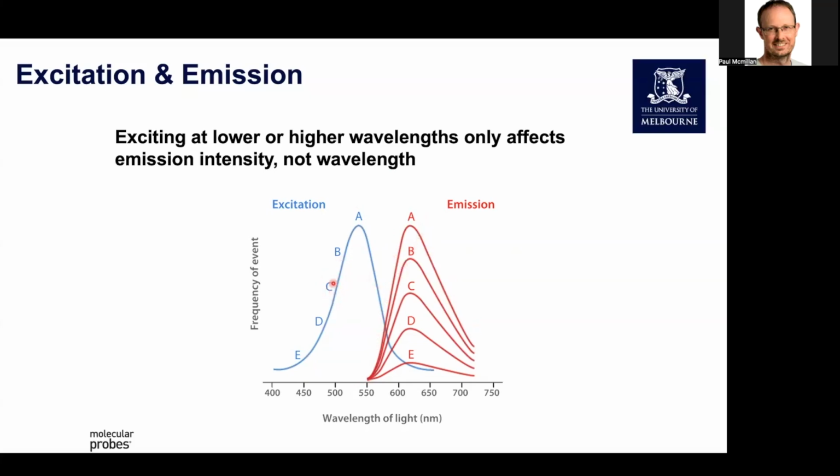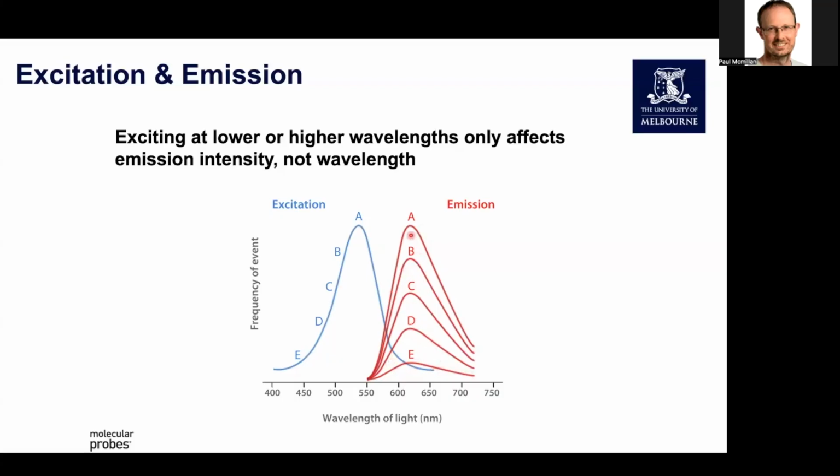If we excite down here, say at the 500 nanometer range at this position C, then we're going to reduce the number of photons that we're getting out. So we'll still get fluorescence, it's just not as efficient as it could be. Again, if you excite down here at 440 nanometers, you're going to get some light out, but not very much. One thing you will notice is the shape of the curve on the emission side does not change.